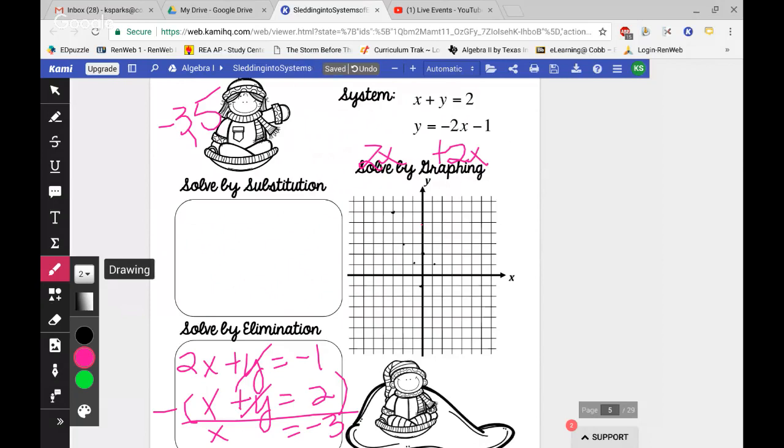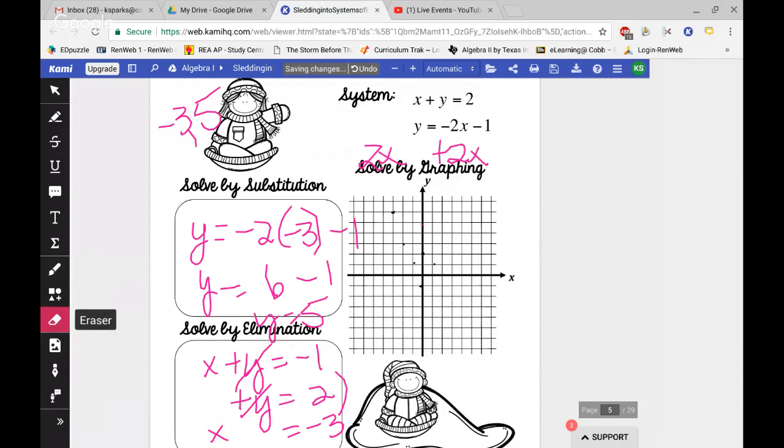Then I would plug that -3 into either one of the equations that you want. Since we did this one before, for simplicity's sake, you actually could draw an arrow up to it. I'm fine with that if you want to. 6 minus 1, and then y equals 5. But even with elimination, you got the same exact thing. So that's what you do.